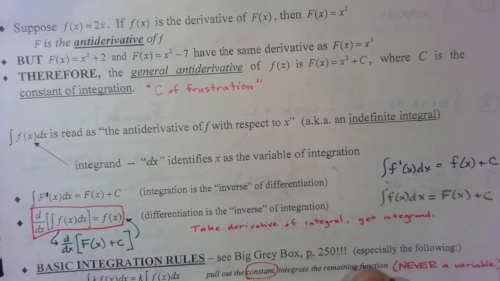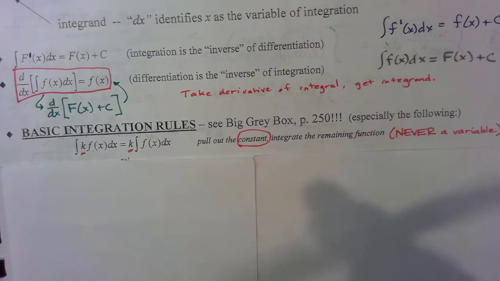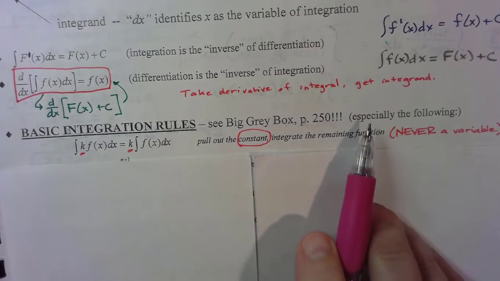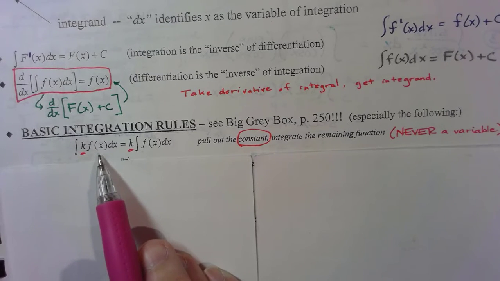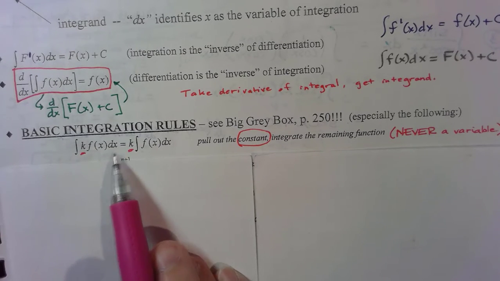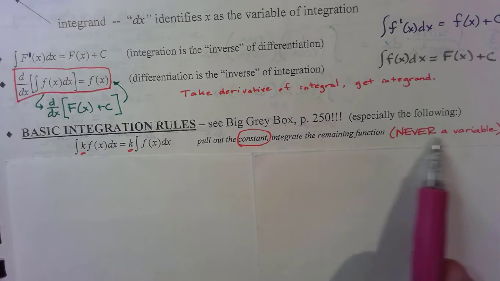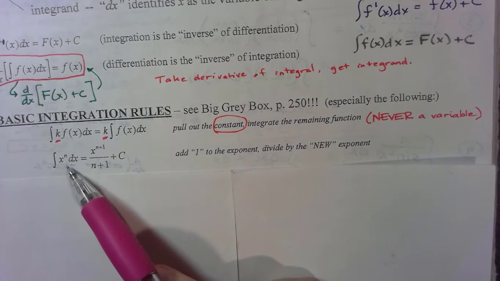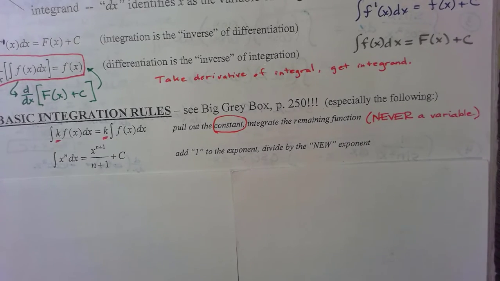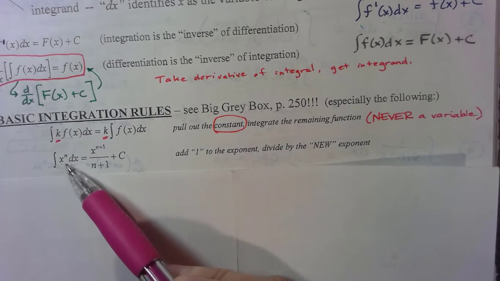So our basic integration rules. It says see the big gray box on page 250. So you need to do that. The most important part is if I have a constant multiplied by a function, let's pull that constant out and integrate the remaining function. Never pull out a variable. And right now there's a lot of antiderivative things we're going to do, but this one right now we're going to look at the power rule.